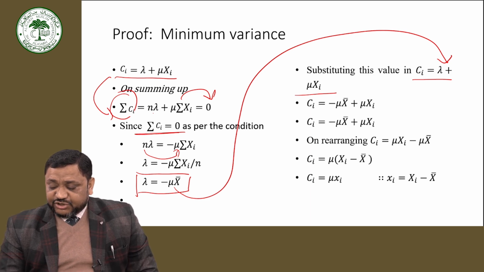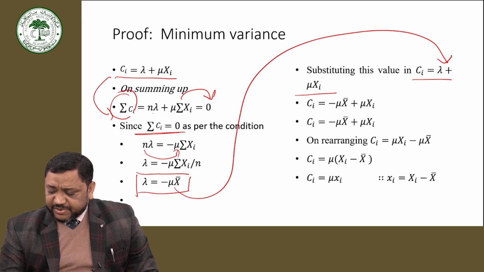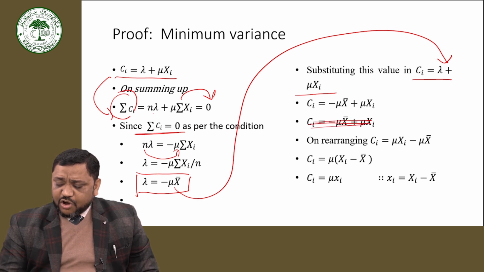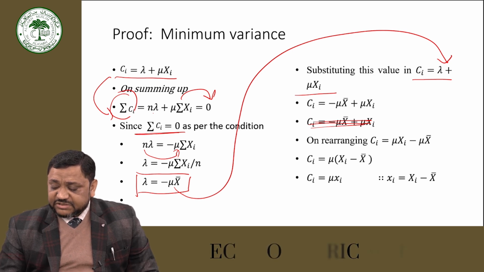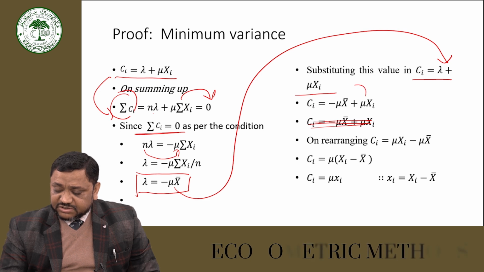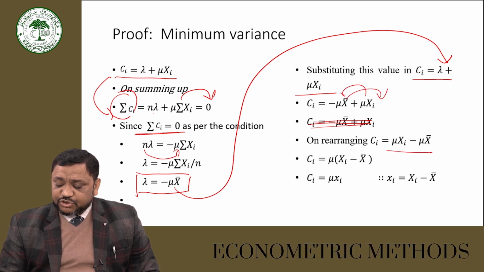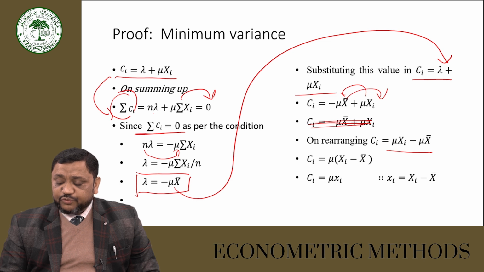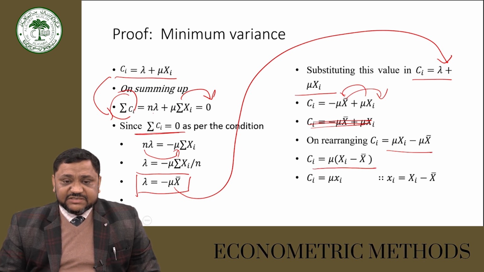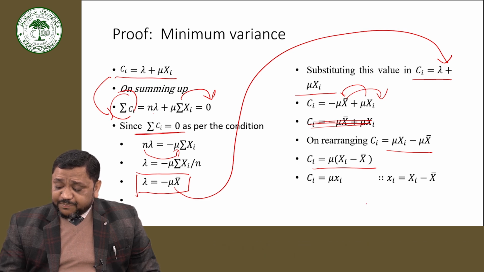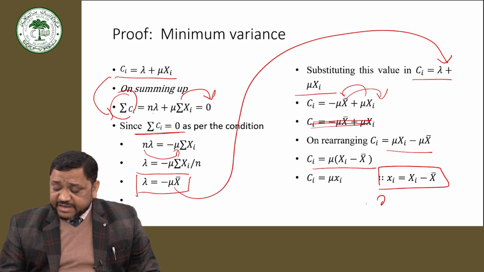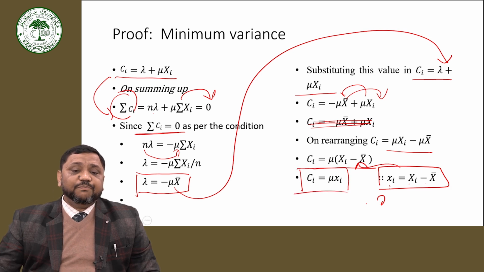On rearranging this, this is just a repetition of the first term. So on rearranging, what we find is ci is equal to mu xi minus mu x bar, which means we write this term first and then the later terms. So we can now say that ci is equal to, taking mu common, mu times (Xi minus x bar). And we know from our previous discussion that small xi is nothing but Xi minus x bar, and this term is the same. So we can write ci is equal to mu xi.